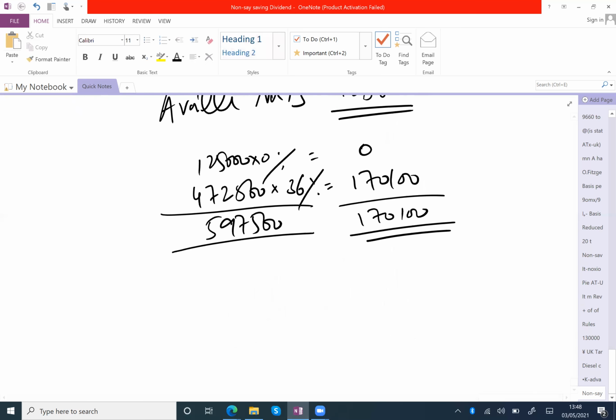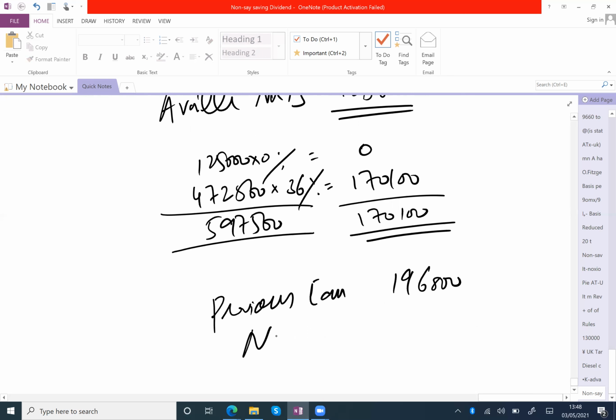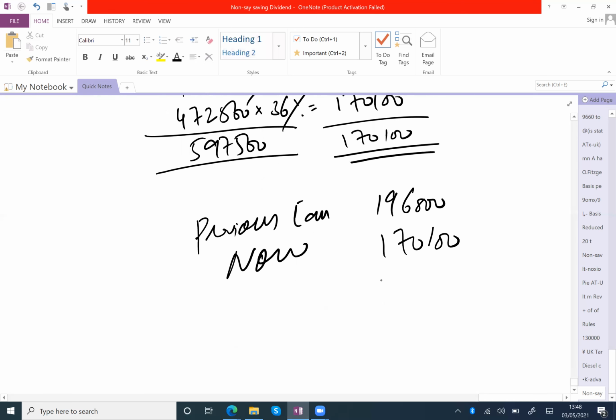Now tell me, in the previous option how much tax you were paying: previous tax 196,000. And in this option, how much tax are you paying now? 170,100. So how much IHT did you save? IHT saved is 25,900.